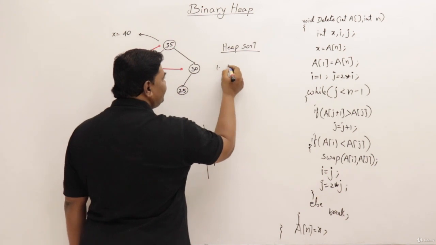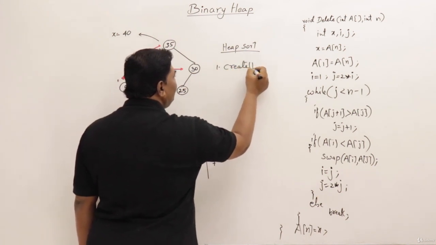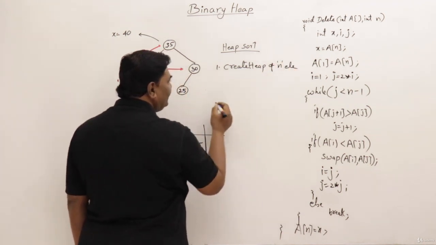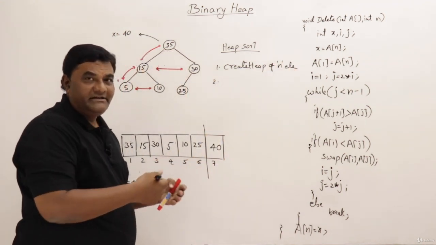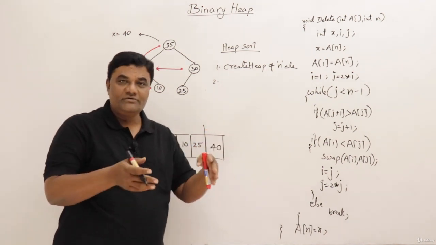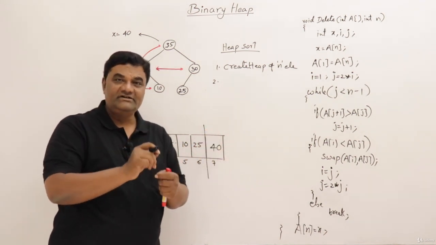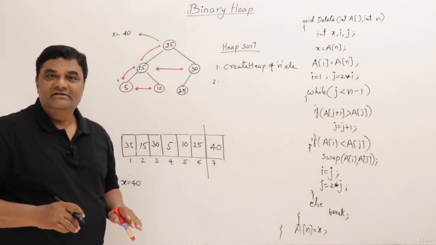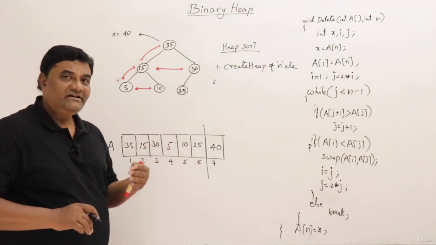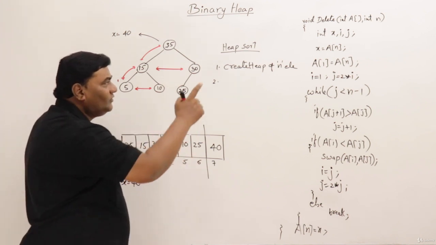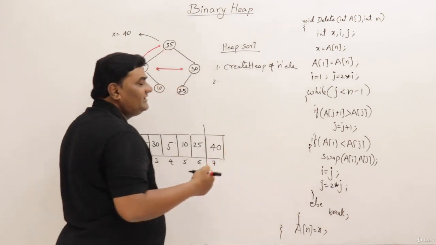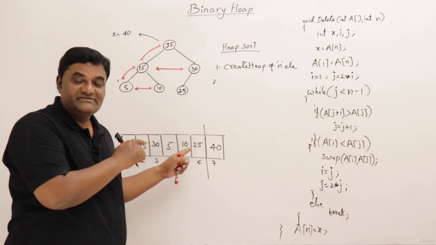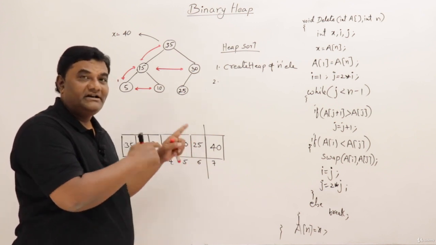Heap sort, first step, create heap of n elements. First create heap. Already in the previous video we have seen how to create a heap by inserting elements one by one. Elements are in the array only. Same array, the elements will be inserted. How to create a heap we saw. Create a heap. Then after that, go on deleting the elements from the heap one by one. And start copying the elements at the free spaces which we are obtaining after deletion. Copy the element at free space.